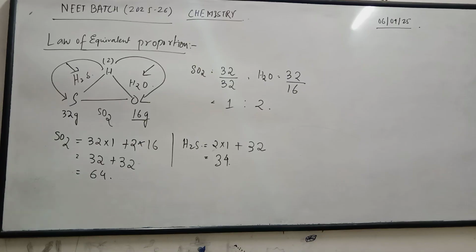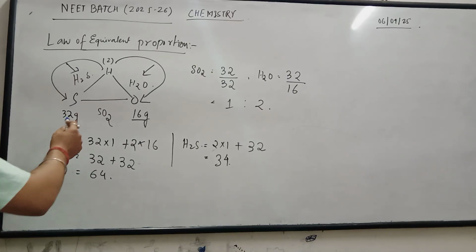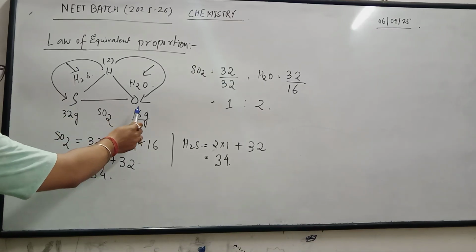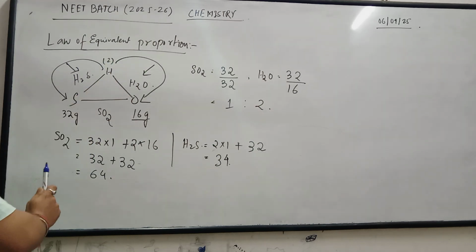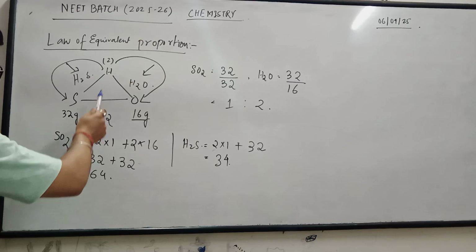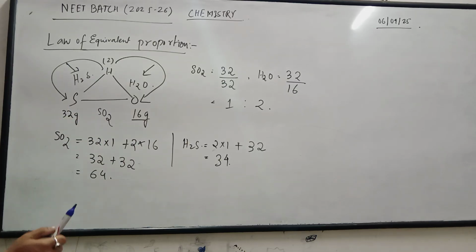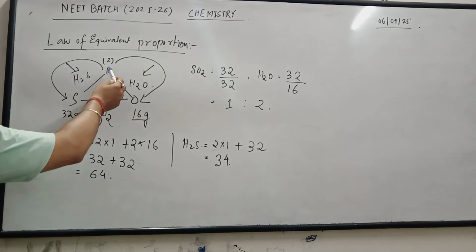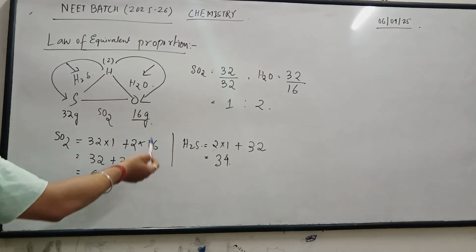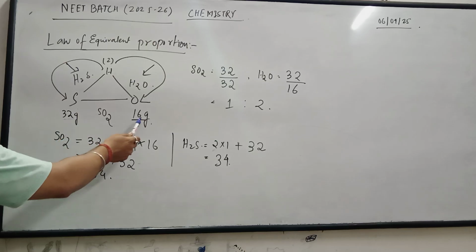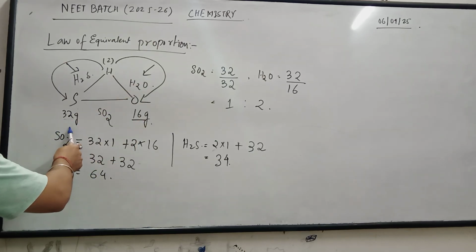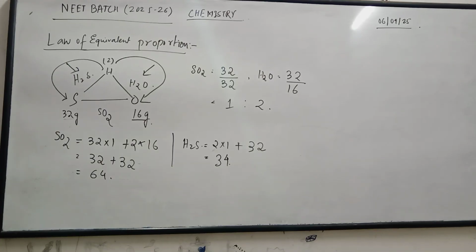So here we can show that the weights of two or more substances reacted with a weight of a third substance have the same ratio. How? Similarly, here 2 into 16 is 32, and again 32, similarly here also the weight. So these and these are equivalent. These and these are in equivalent proportion.